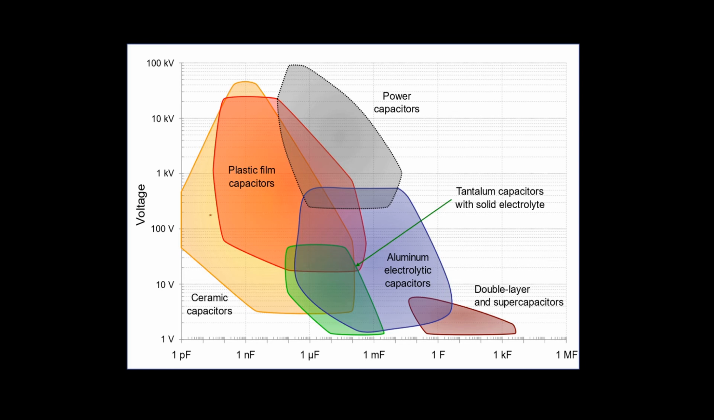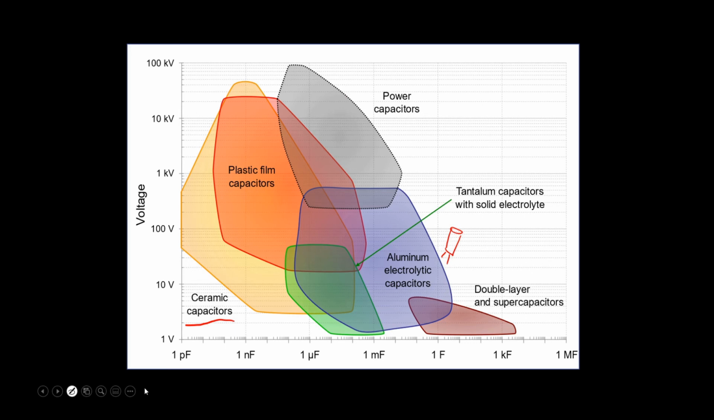So we have ceramic capacitors, which are used everywhere, super common. We have electrolytic capacitors, again, super common capacitors. These are like those cylinder things with little legs sticking out. Those are electrolytic capacitors. Tantalum capacitors, supercapacitors, or ultracaps, those are kind of gaining a lot of attention right now. There's plastic film capacitors and power capacitors.